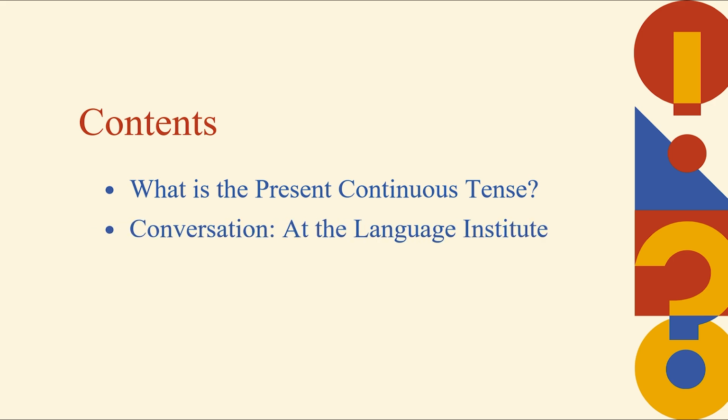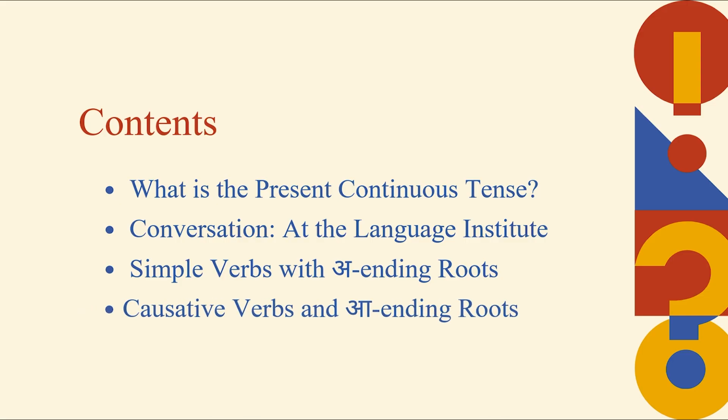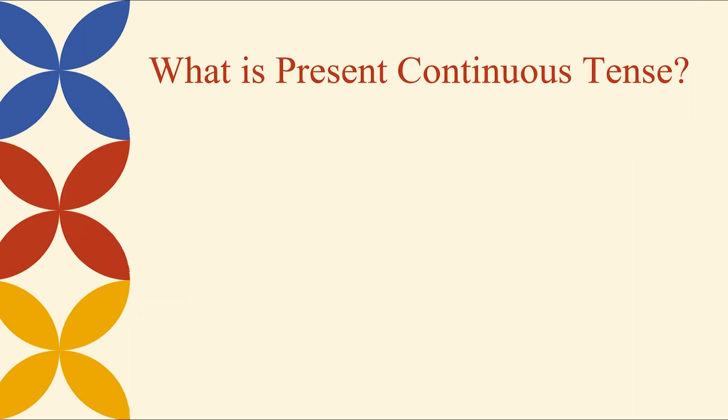Then we'll move on and discuss a conversation that happens between two people. They are talking about learning language at a specific institute. Then we'll look at simple verbs with a ending roots, and then move on to causative verbs and ending roots. And then finally we'll summarize. So let's start.